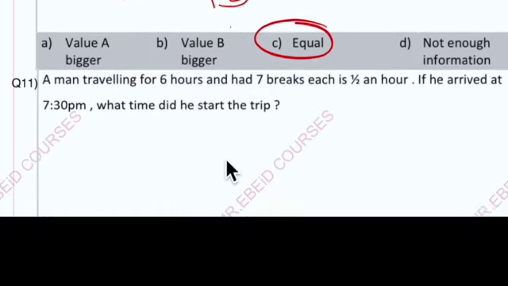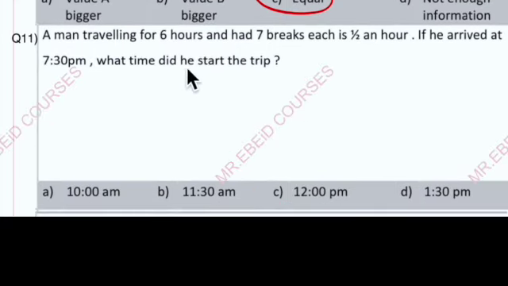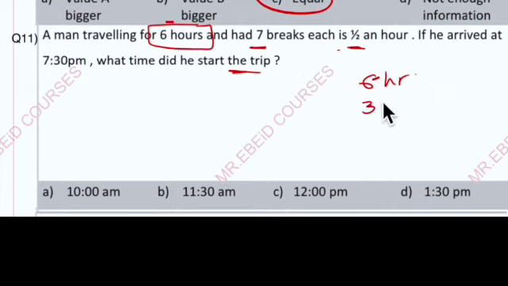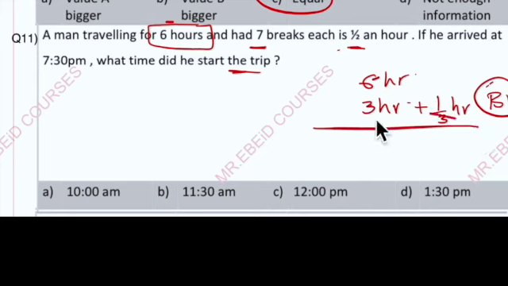Question 11. A man traveling for 6 hours, and he had 7 breaks, each break half an hour. If he arrived at 7:30 p.m., what time did he start the trip? Okay, we have 6 hours. And we have also 7 breaks, each break with 30 minutes or half an hour. Each break with half an hour, it means that we have 3 hours and half an hour. This is the break. Okay, add them together. So we have 9 hours and half an hour.